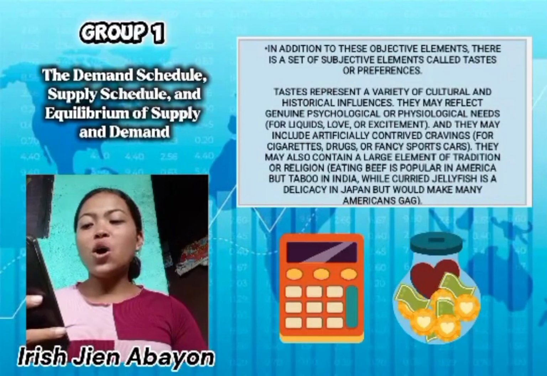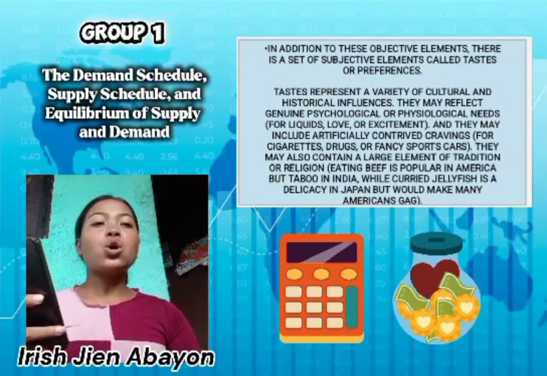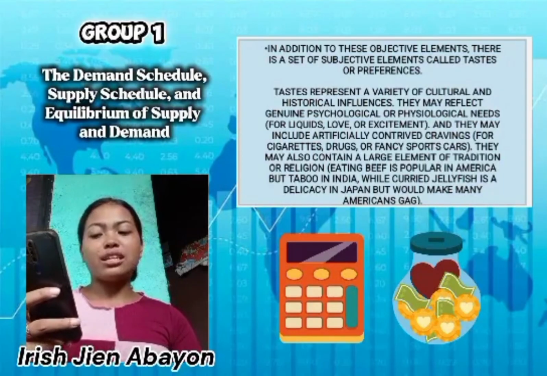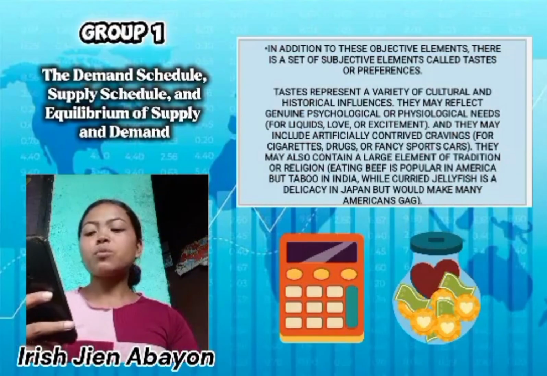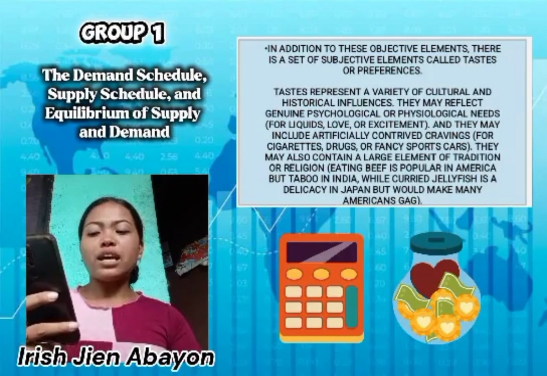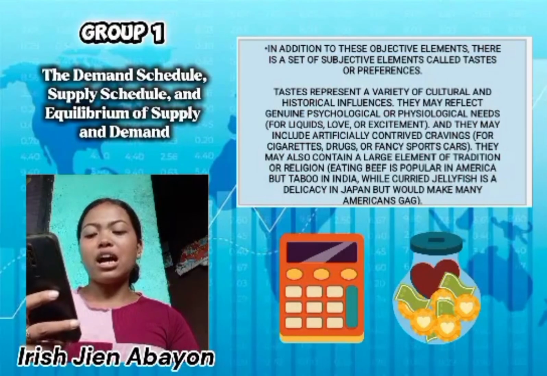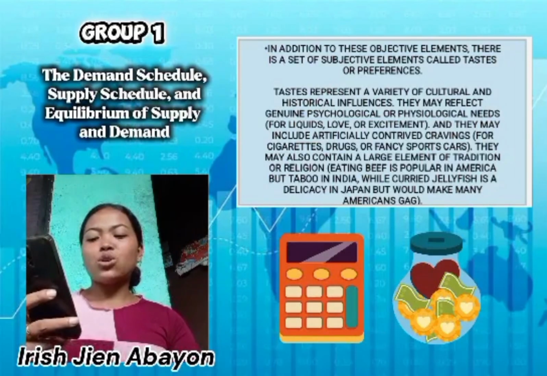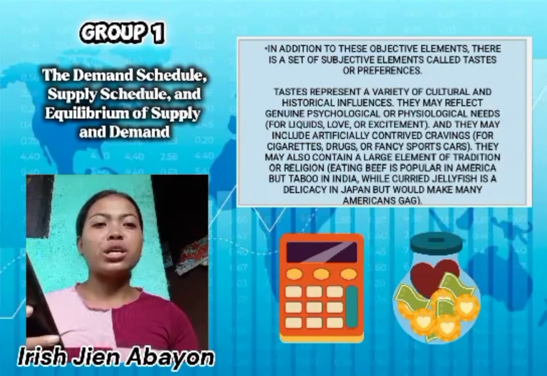Aside from facts or objective elements, people's choices are also affected by subjective elements called taste or preferences. These come from our culture, history, needs, and emotions. For example, craving certain foods or liking specific things can depend on what we're used to. Tradition and religion also affect our taste, like how eating beef is normal in the US but taboo in India, or how jellyfish is loved in Japan but strange to Americans. So what people like or dislike depends on their culture and background, not just personal choices.